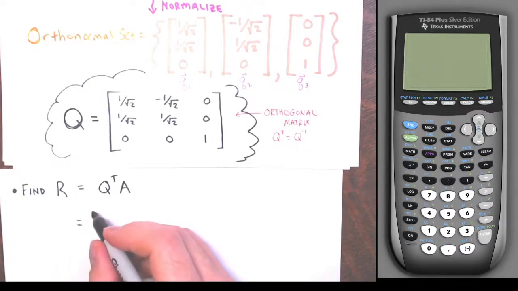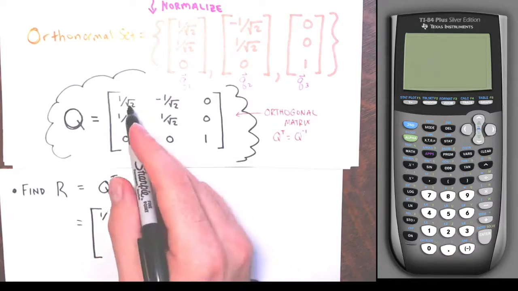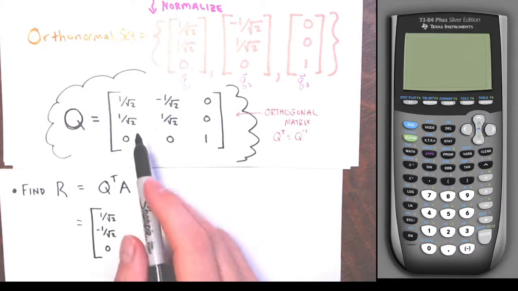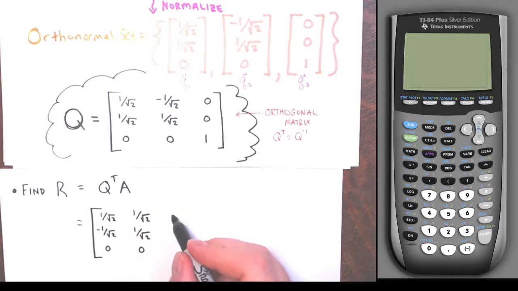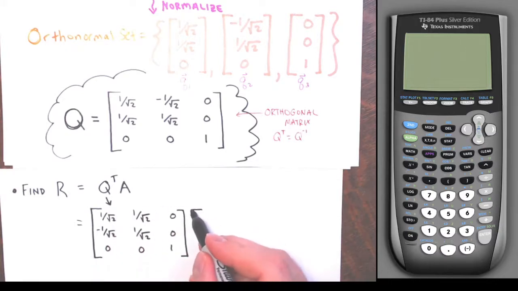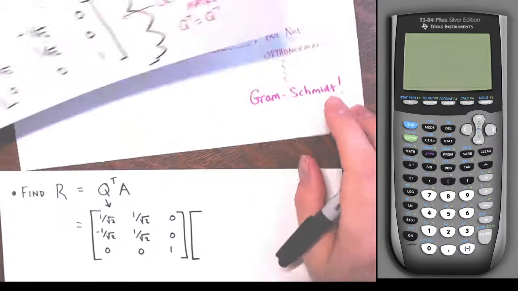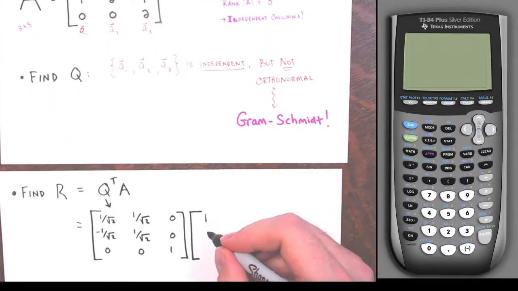I can do this one by hand. This is only 3 by 3. They're not that big. So Q transpose, the first row becomes the first column: 1 over root 2, negative 1 over root 2, 0. The second row becomes the second column: 1 over root 2, 1 over root 2, 0. The third row becomes the third column: 0, 0, 1. So there's Q transpose, times A. Let's see, what was A again? Matrix A was this one here with 1, 1, 0, 1, 2, 0, and 0, 1, 2.